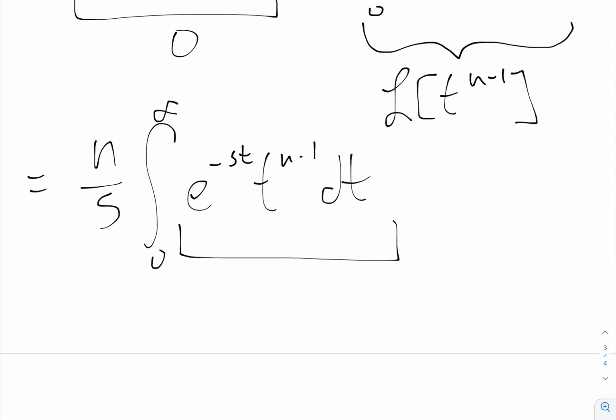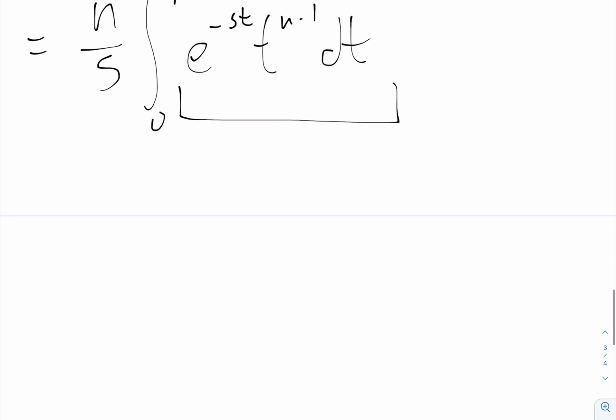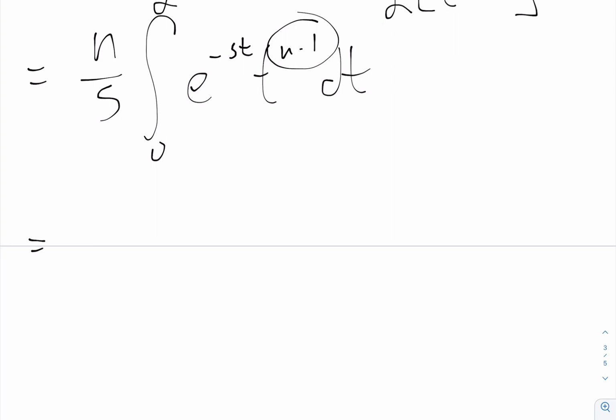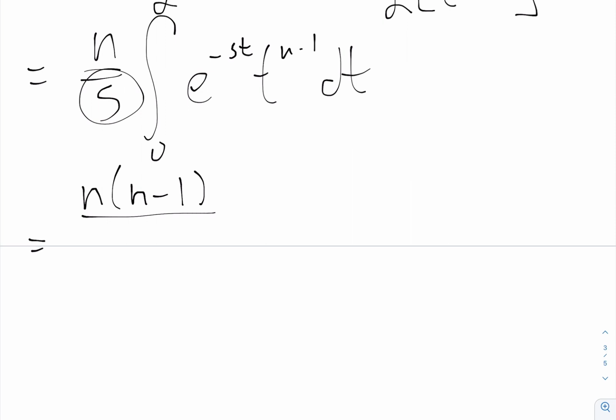Okay, so if we do this recursively, what we're going to notice is that if we now take the Laplace transform of all this, like before we had n, but then we got n minus 1. So if we did this again, it's going to be n times n minus 1, because that's our new exponent, and it's going to be over, before what we got was over s. We're just going to get another s on the bottom if we did this again.